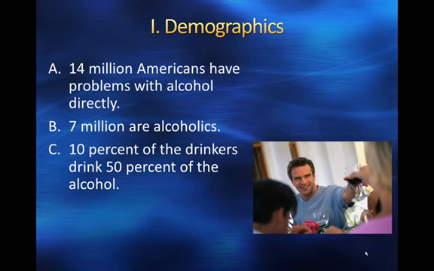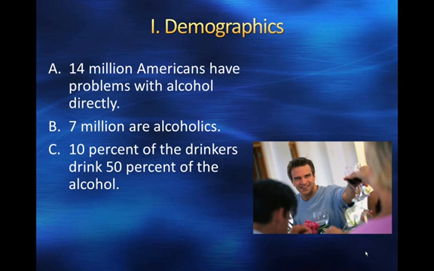To give you a little bit of an idea about the demographics behind alcohol, over 14 million Americans have problems with alcohol directly. Of those, 7 million would be classified as alcoholics. Here's a staggering statistic. 10% of the drinkers in the United States drink 50% of the alcohol. The other 90% of us drink the other half. That's a lot of alcohol. That's some heavy drinking. So there are people who clearly have a problem with alcohol.